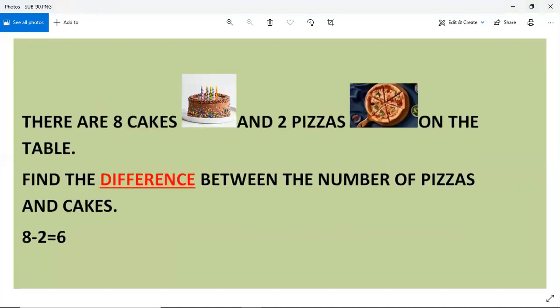Coming to the last example, there are 8 cakes and 2 pizzas on the table. I'm sure all of you like cakes and pizzas. So there are 8 cakes and 2 pizzas on the table. Find the difference between the number of pizzas and cakes. पिज़्ज़ाज और केक्स में डिफरेंस बताइए उनके नंबर में. 8 केक्स हैं और पिज़्ज़ाज कितने हैं? 2. So 8 minus 2 equals 6. I'm sure you all know how to subtract. There is no need to tell you how to subtract.